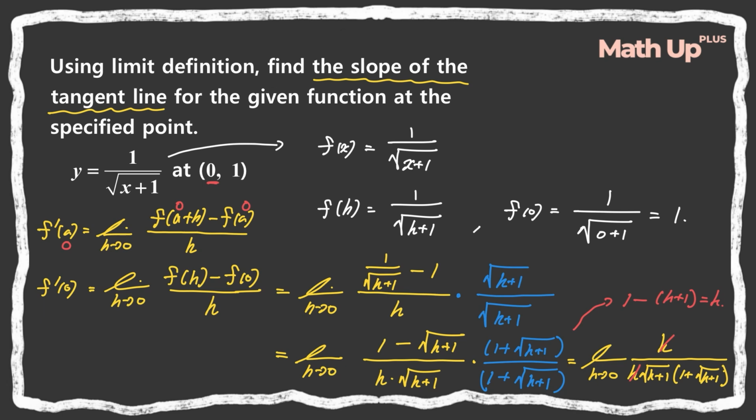And if we substitute 0 for h, then that's going to be equal to, I'm going to write right up here, 1 over square root of 1 times 1 plus square root of 1, right? So that is equal to 1/2. So the slope of the tangent line at x equals 0 is equal to 1/2.